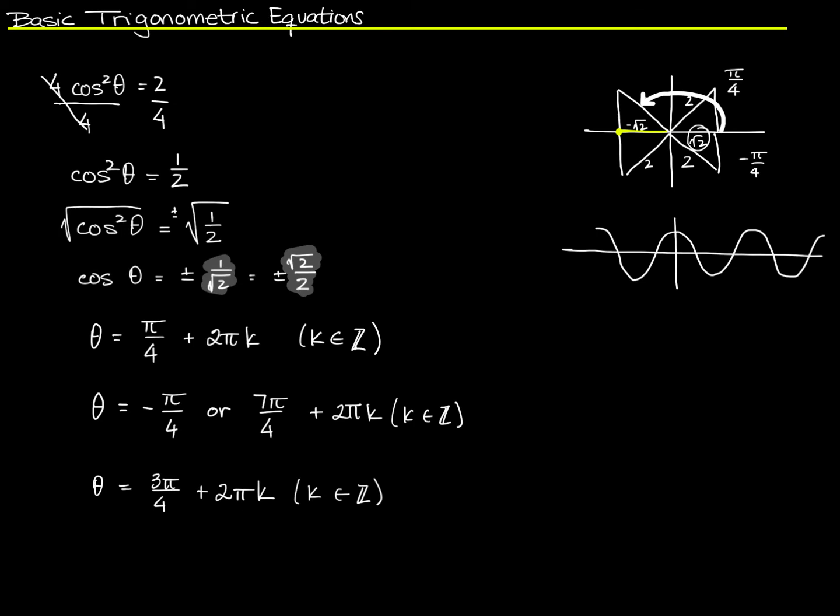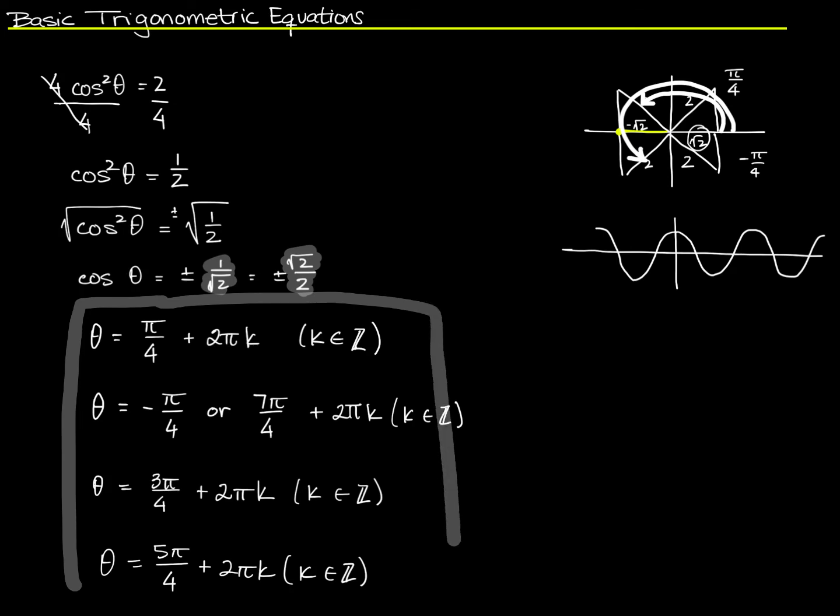Our last principal or primary solution is this one all the way around here. If this was 3 pi over 4, this is 4 pi over 4, which makes sense because this is pi. One more pi over 4 gives me 5 pi over 4. So my last principal solution is 5 pi over 4, and plus 2 pi k, where k is an integer. Now, I've got here 4 solutions.